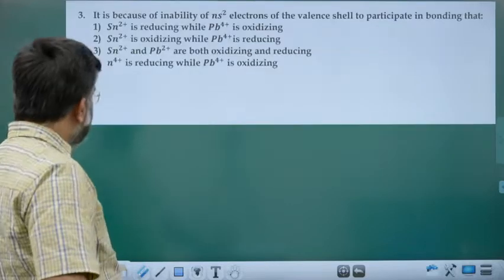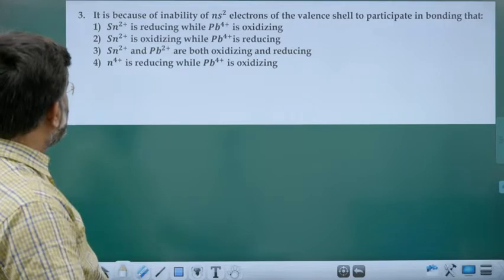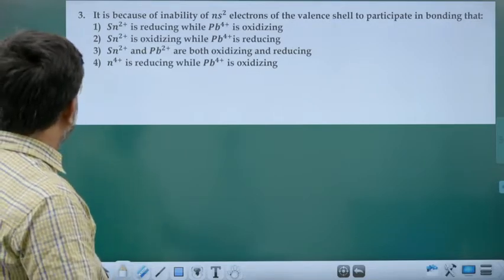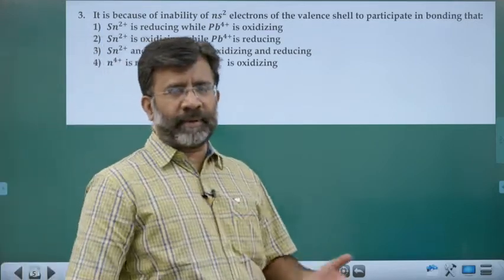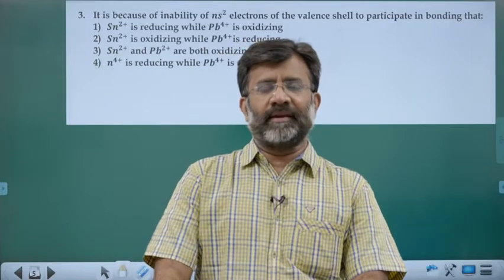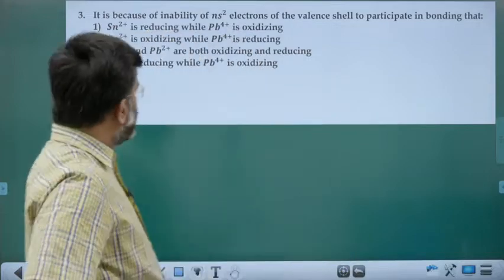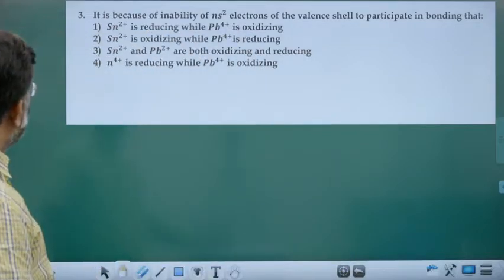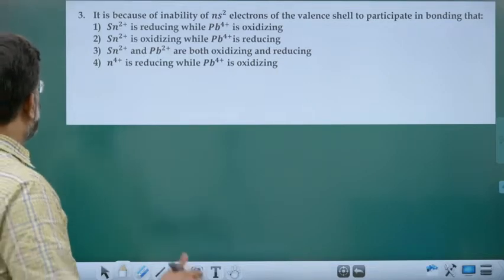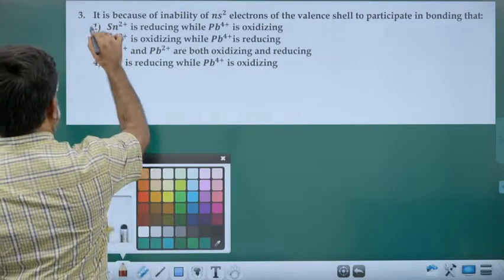Third question. It is because of inability of ns2 electrons of the valence shell to participate in bonding. Once again, inert pair effect, which is caused by inability of ns2 electrons to take part in chemical bonding. Due to which Sn2+ is reducing while Sn4+ is oxidizing. Exactly, first choice itself is the answer.